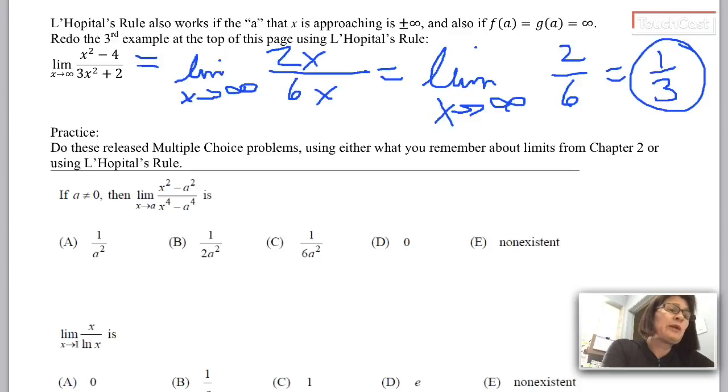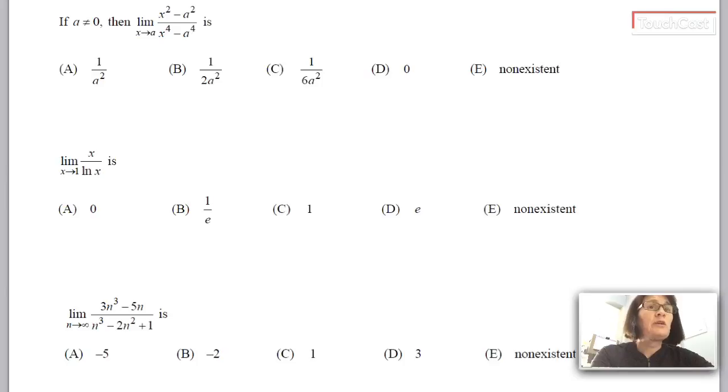Okay, so here are 3 problems that come from released AP tests. You're going to do them using what you know about L'Hopital's rule, or anything that you remember about evaluating limits. So here I want the limit as x approaches a of x squared minus a squared over x to the 4th minus a to the 4th. Notice that in my head, I stop and I try to replace x with a. I'm going to get a squared minus a squared over a to the 4th minus a to the 4th. I'm going to have a 0 over 0 problem.